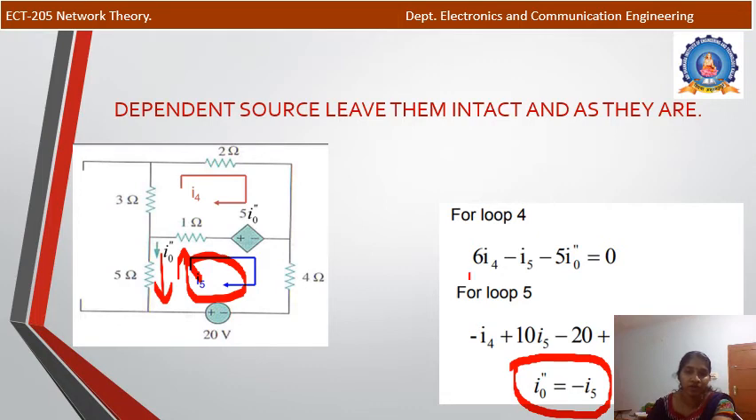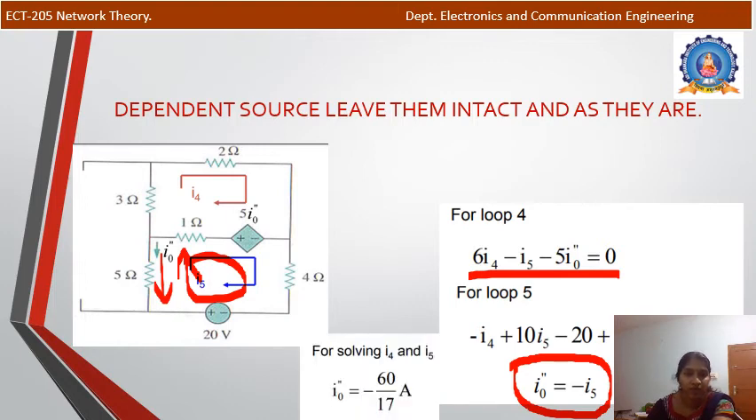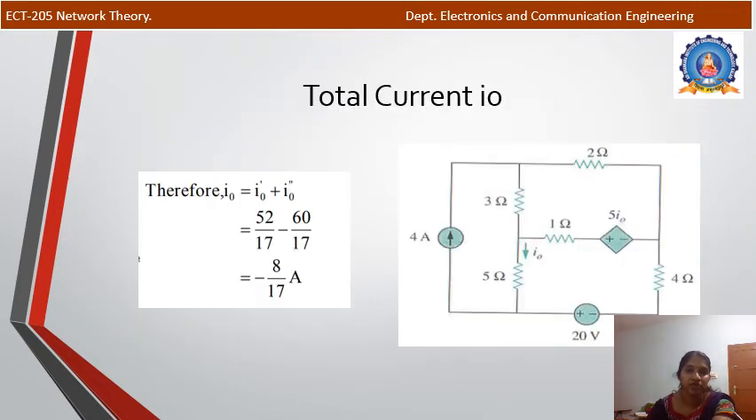I think you are familiar with writing the loop equation, so we can easily write these two equations. Solving these two equations, with only two unknowns I4 and I5, we can find I0 dash equal to minus 60 by 17 ampere. So the total current I0 is equal to I0 dash plus I0 double dash, which gives minus 8 by 17 ampere.